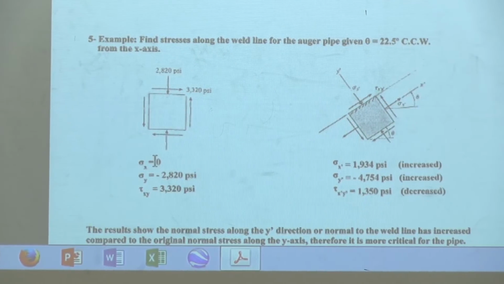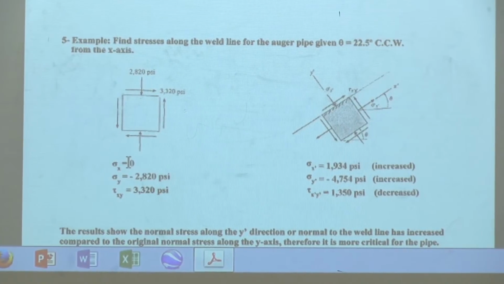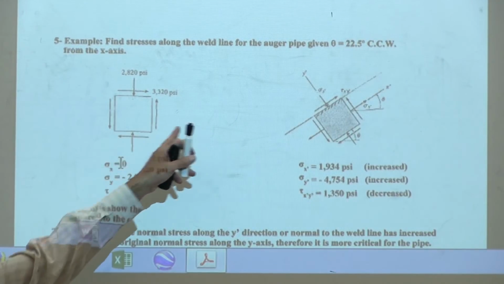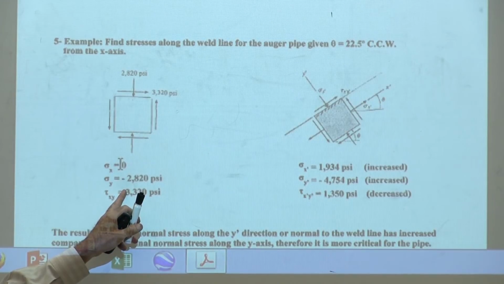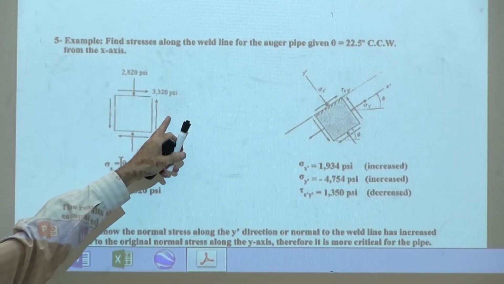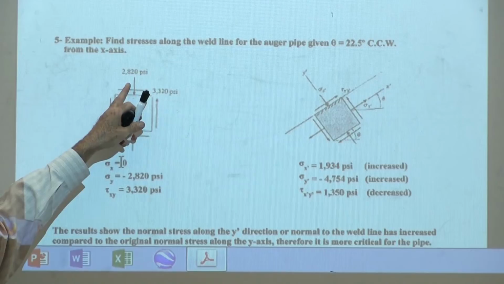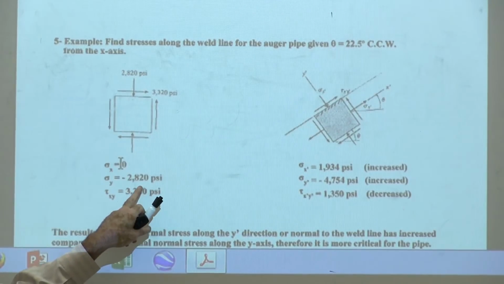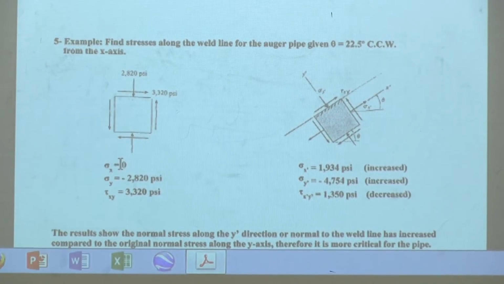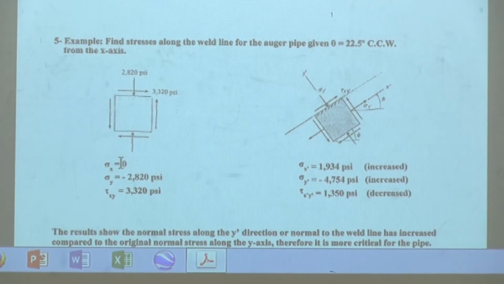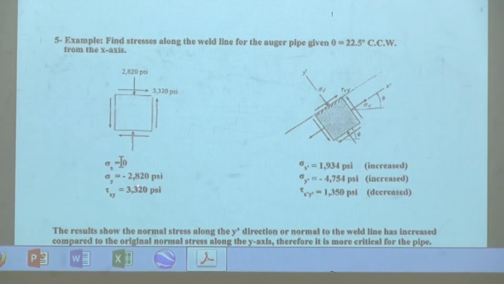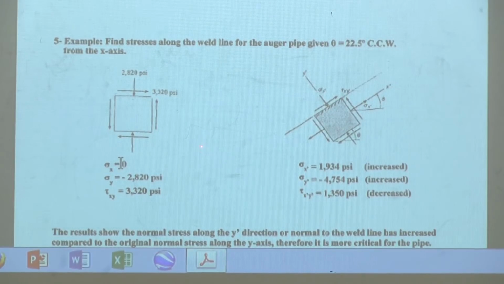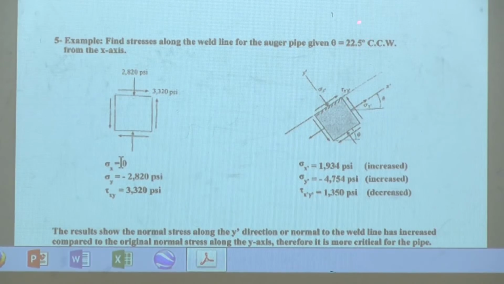The original state of stress, look at it. Sigma x is equal to how much? Sigma x is equal to 0. Yes or no? Come on, guys. Is there any sigma x there? No sigma x there. Sigma y is equal to how much? Minus 2,820. I can use this one, I suppose. So here we go. And tau xy is how much? 3,320. Now, when I go to that angle, how much did I go? I went 22.5 degrees. Do you see that?